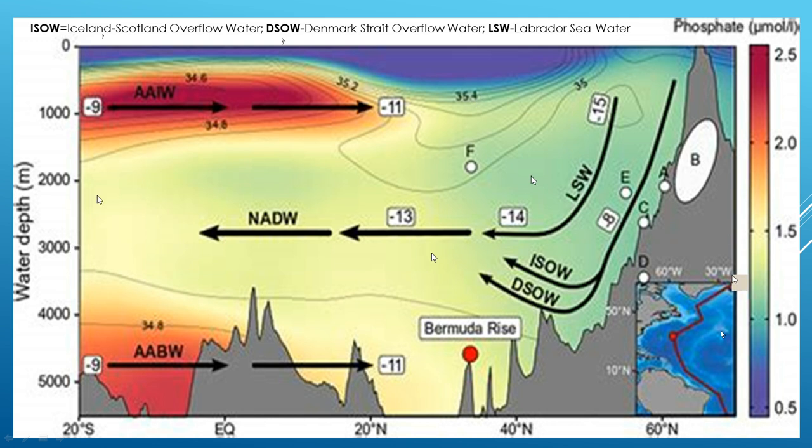But as you can see, the LSW, the ISOW, DSOW all eventually combine to form the collective North Atlantic deep water. And as you can see here, they're representing it basically from about 1,500 meters down to 4,000 meters, 3,500 meters or so. So this illustrates water masses coming together.